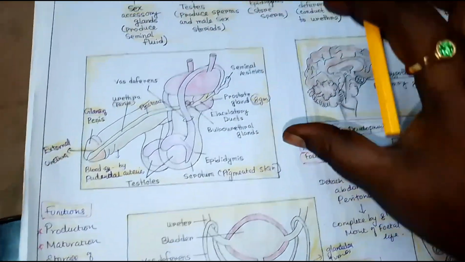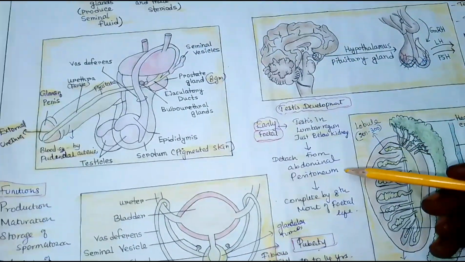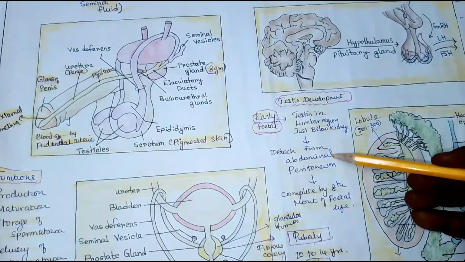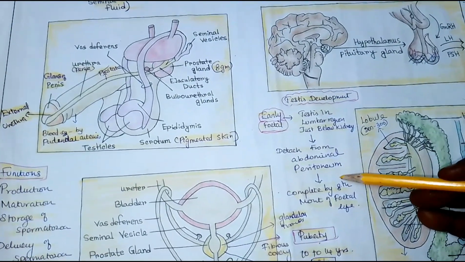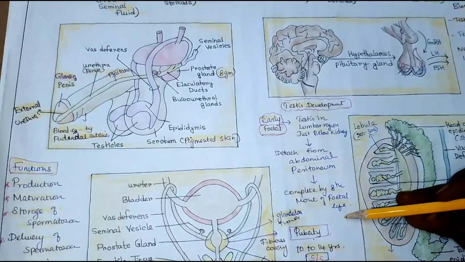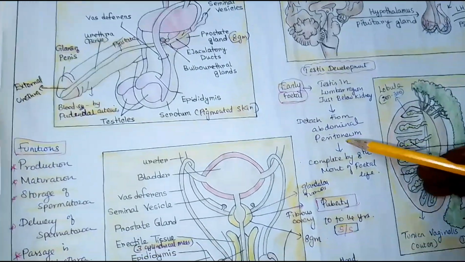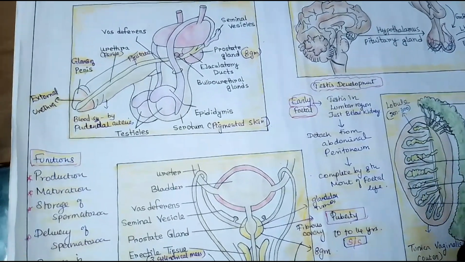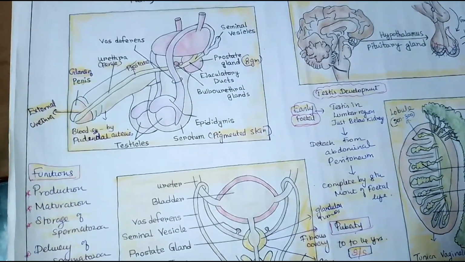And where is the position it is present? What is the development of this in the intrauterine life? How is the testis developed and how does it descend? From the lumbar region to the abdominal cavity, then it comes to its original place. The penis is present in front of the upper portion of the thigh, and at the back side the rectum is present.